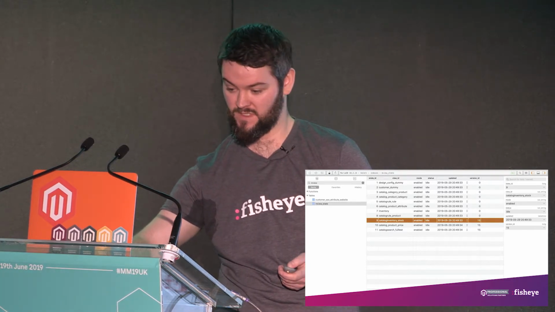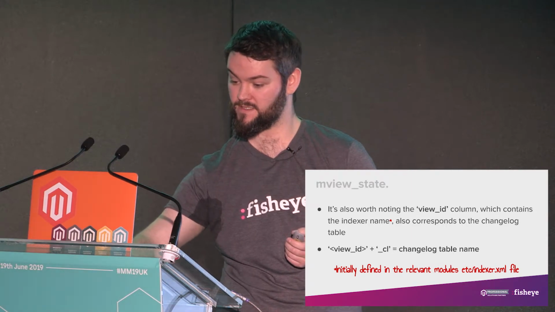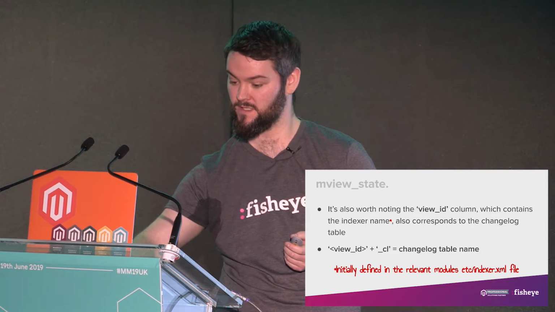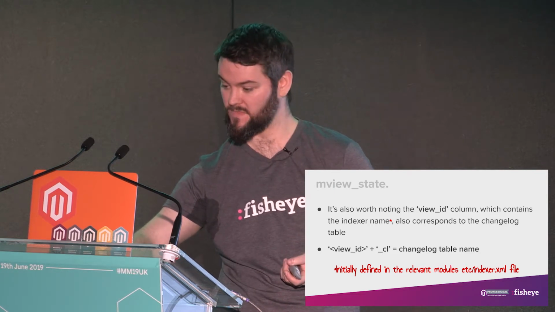Yeah. So, also worth noting that this kind of points you to the changelog table in most cases as well. So catalog inventory underscore stock and catalog inventory underscore stock underscore CL for changelog. Okay.